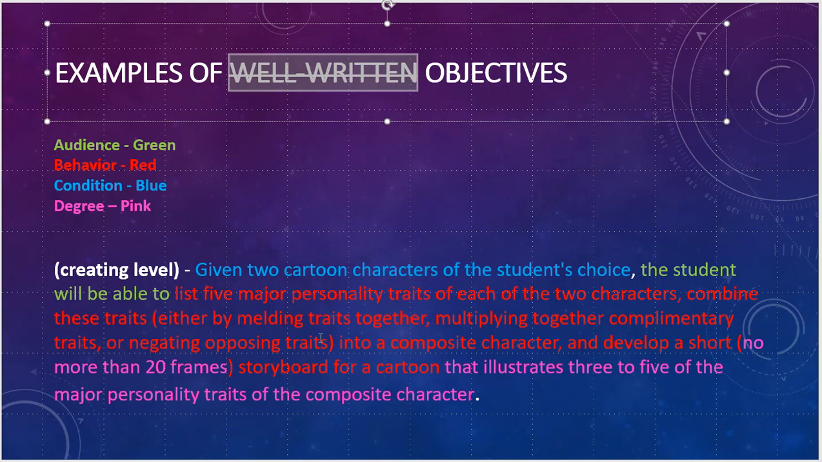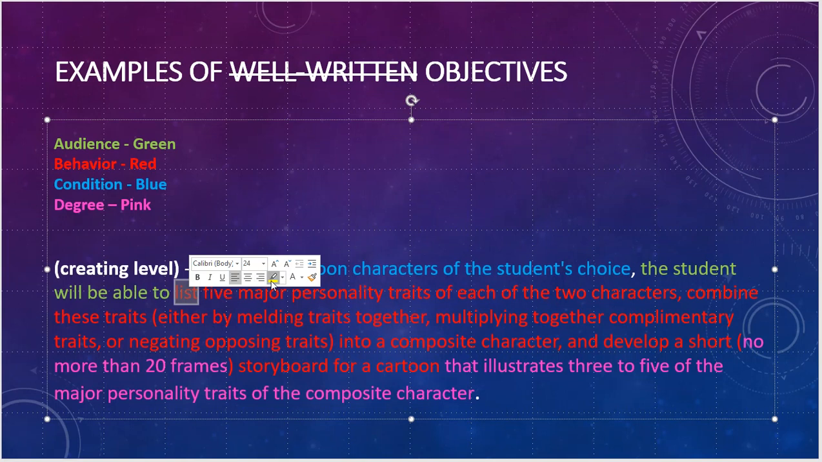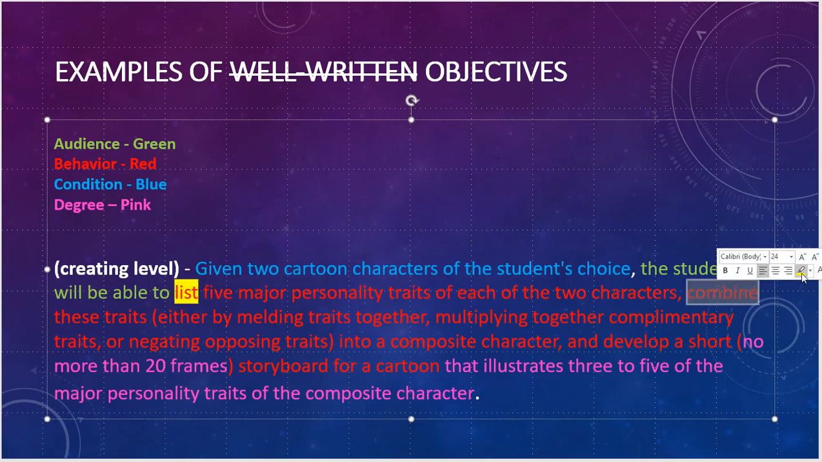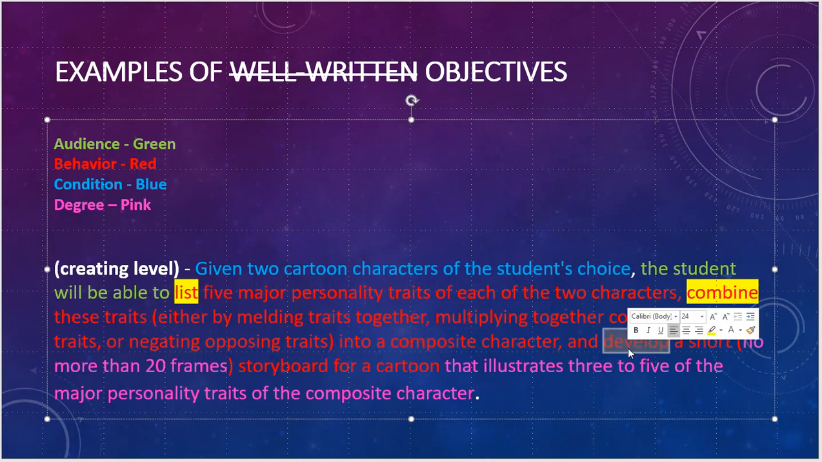So what you have here is when you get into the creating level, you can see that it gets much more difficult to figure out what the degree of mastery should be. And we have a bunch of verbs here. We have that they're going to list, they're going to combine, they're going to composite into, and develop a short storyboard for a cartoon. All right, so really the primary thing we're asking them to do is develop a short storyboard for a cartoon.